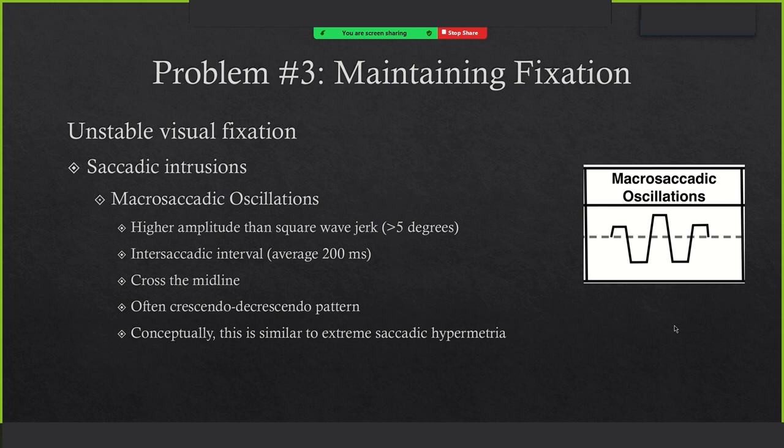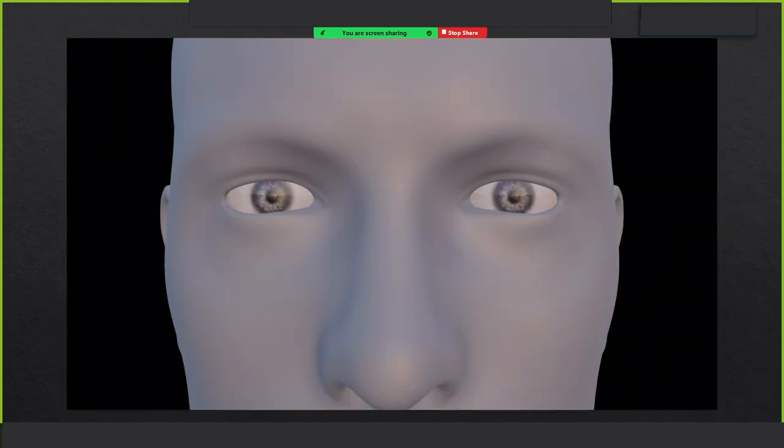Conceptually, this is actually an extreme form of saccadic hypermetria. So you're pulled off target, you try to get back on target, but you're hypermetric, you overshoot, and you're stuck in this cycle of overshooting and undershooting until you finally settle down and reach your target again. So that's a very exaggerated crescendo-decrescendo pattern. But these movements are big, you can see them.